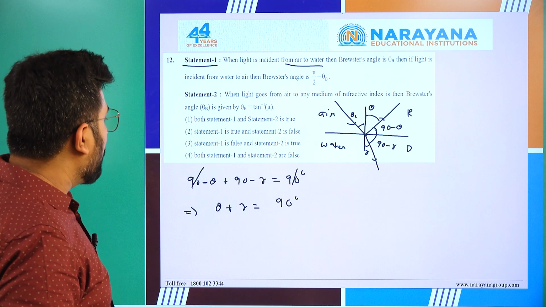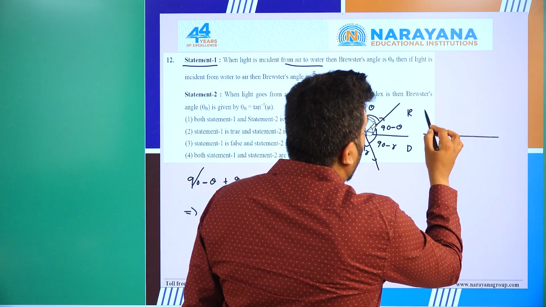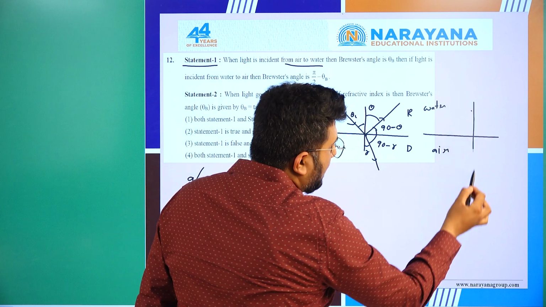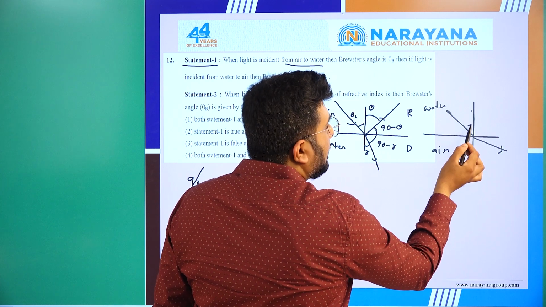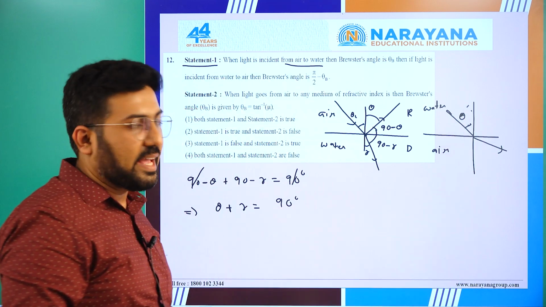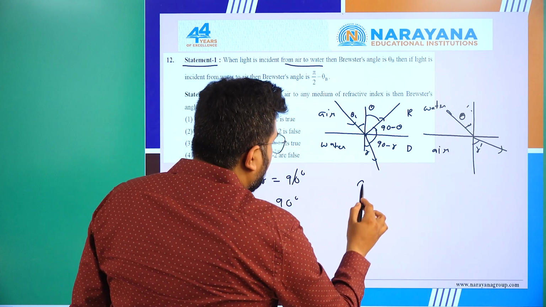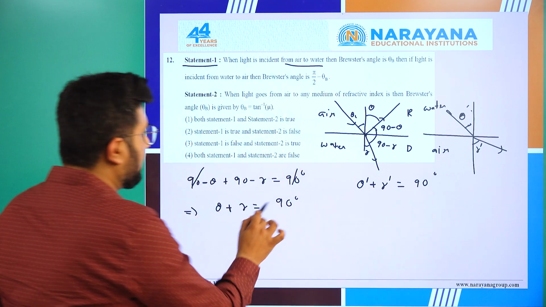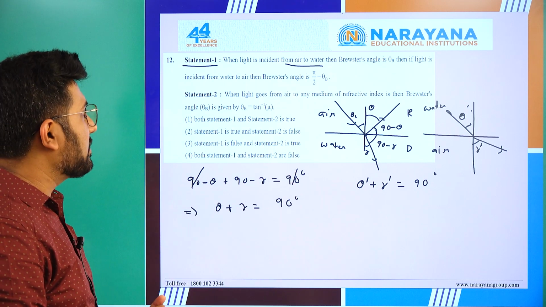Okay. So now listen, if this is air to water and this is water to air, fine. So if this is water to air, then this time let's call this angle theta dash, and this angle r dash, fine. But theta dash plus r dash would still be equal to 90 degrees from here only. From this relation only, same thing we can derive here, theta dash plus r dash equals 90 degrees.